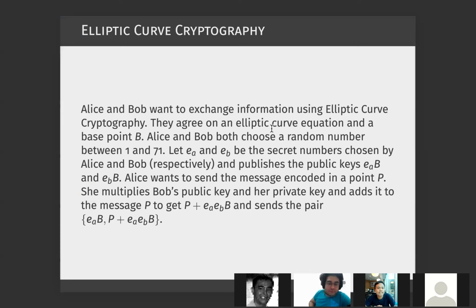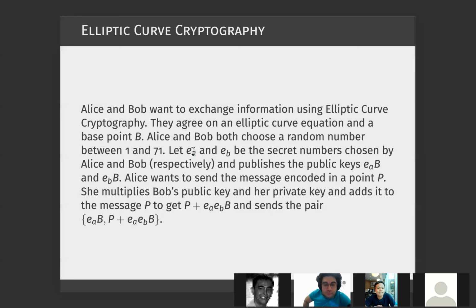So Alice and Bob choose a random number between 1 and 71, and it has to be prime. So we have EA and EB. This is the number that Alice picked, so that's why we have a subscript A. And for Bob, this is the number that Bob chose, between 1 and 71.